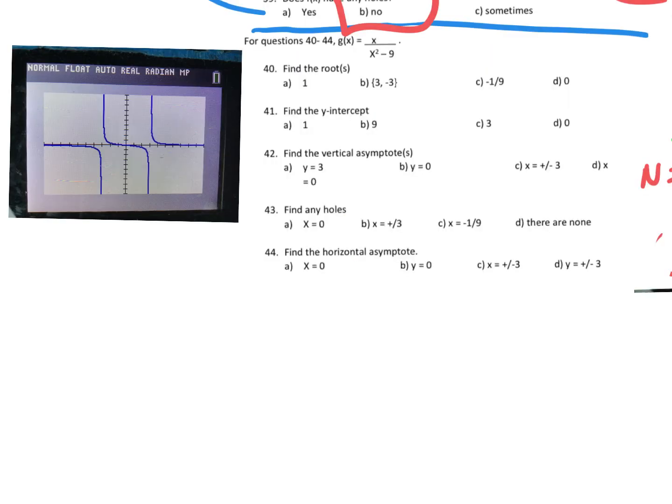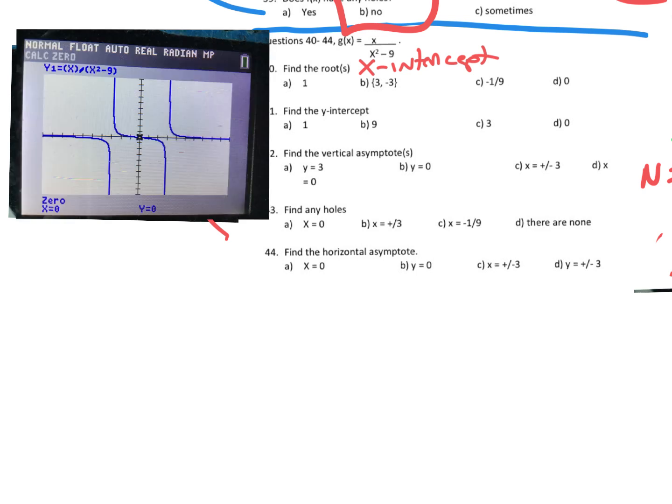For problems 40 through 44, we're given a different rational function. So my advice is when you do these questions, first graph and make sure that your calculations match what you're looking at on the graph. So for problem 40, find the root, find the x-intercept. Well, we're looking for when the graph crosses the x-axis. So I'm going to go about calculating this zero, this root, this x-intercept.